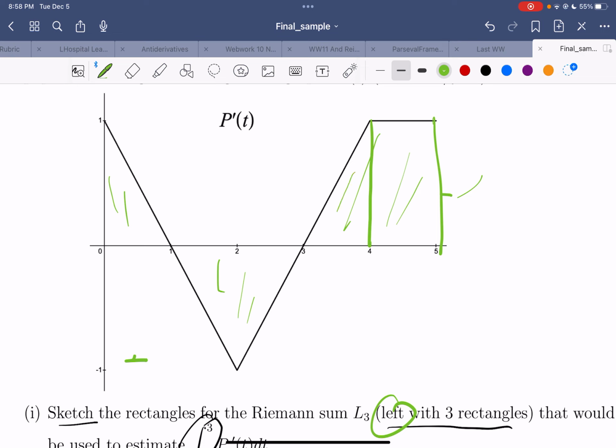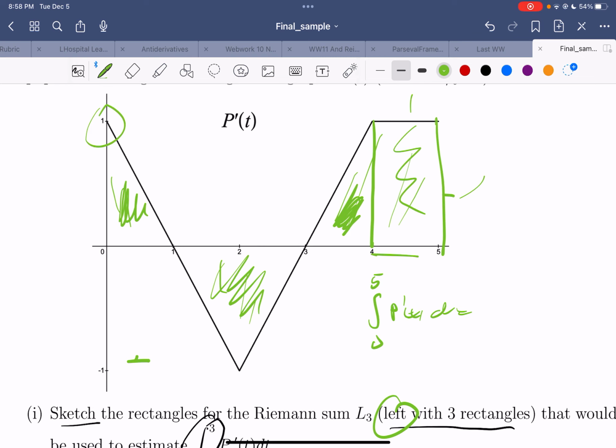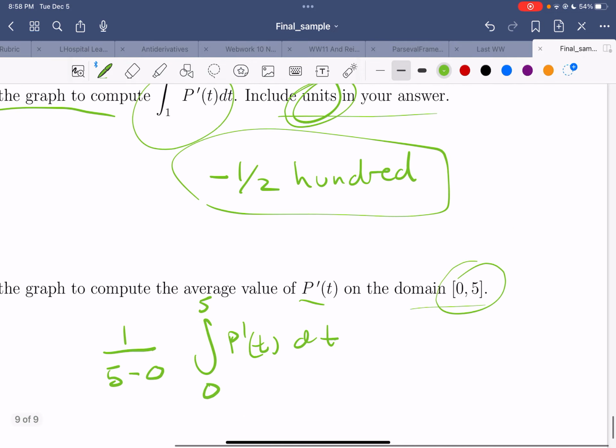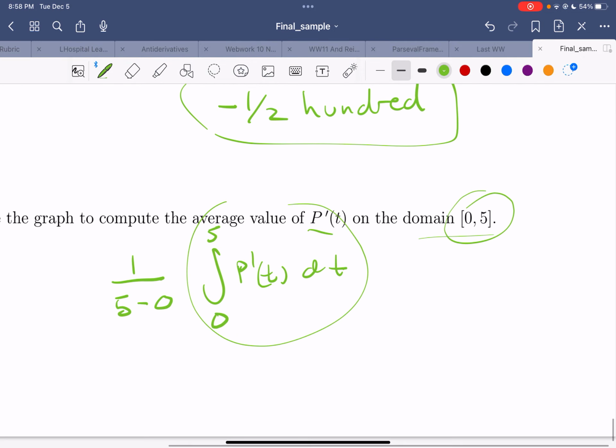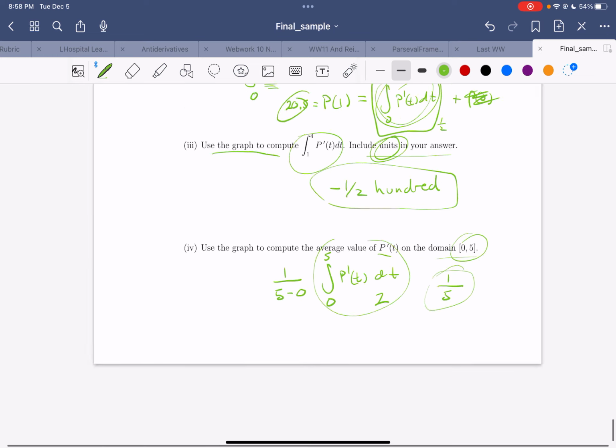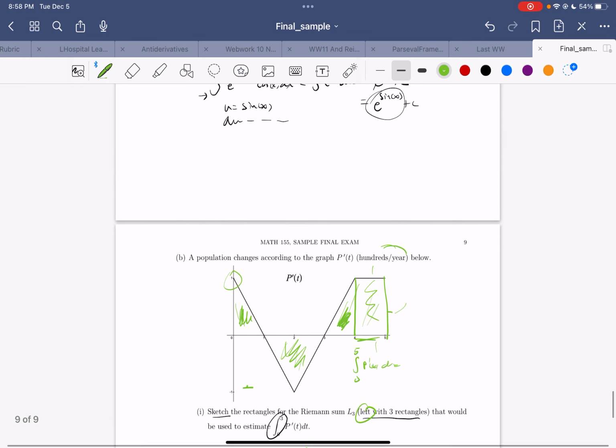Notice this positive area plus this positive area would fill in this negative area. All that cancels. And in fact, if you add up the total area from 0 to 5 of p prime of t, it's just this rectangle here, which has height 1, width 1, so the area is 1. So this monster is 1. So now the average value is 1 over 5. The over 5 is from this. So boom, there it is. All right, that's it. Good luck on the final, everyone.